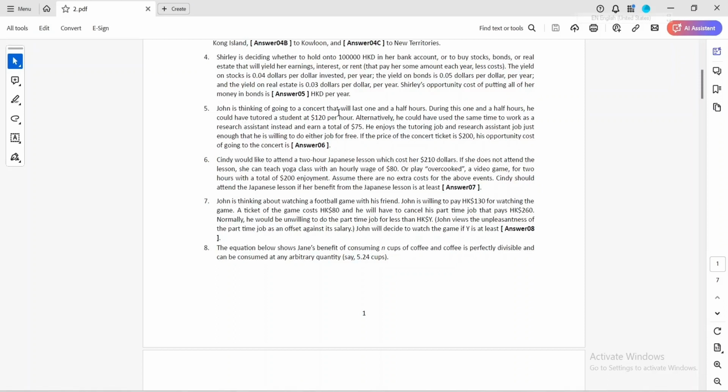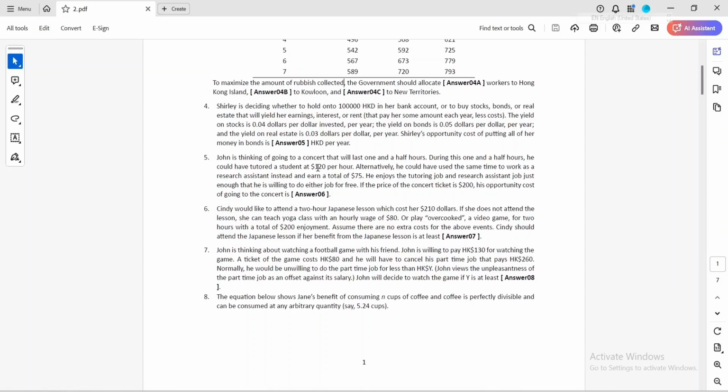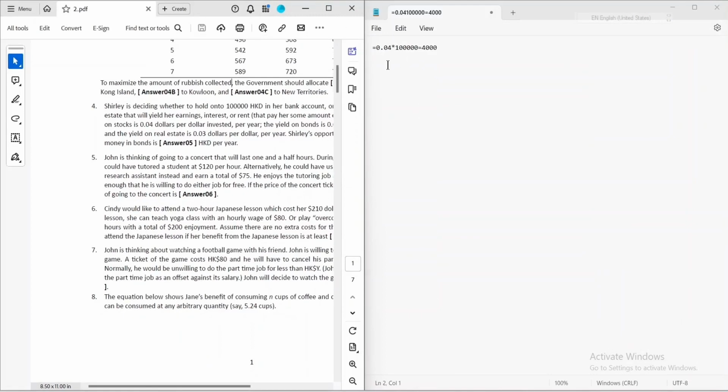John is thinking of going to a concert that will last 1.5 hours. During these 1.5 hours, he could have tutored a student at $120 per hour. Alternatively, he could have used the same time to work as a research assistant and earn a total of $75. He enjoys the tutoring job and research assistant job just enough that he is willing to do either job for free. If the price of the concert ticket is $200, what is the opportunity cost of him going to the concert? So again, in other words, what is the value that he will lose if he goes to the concert? So let's go to the notepad.